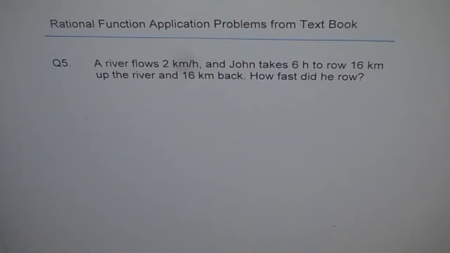Rational function applications, question 5. A river flows 2 kilometers per hour and John takes 6 hours to row 16 kilometers up the river and 16 kilometers back. How fast did he row?